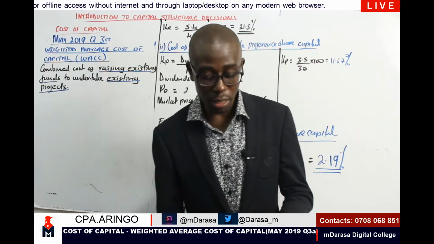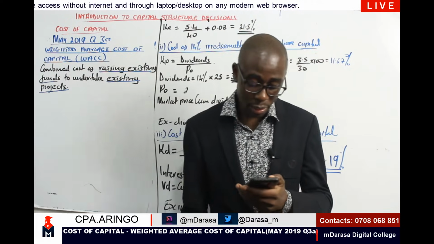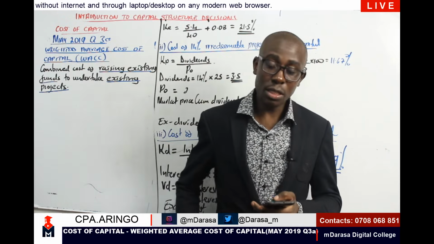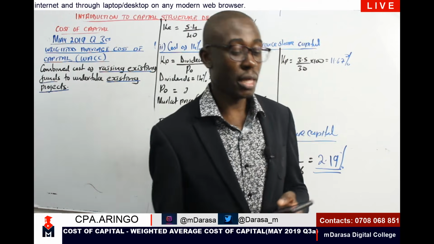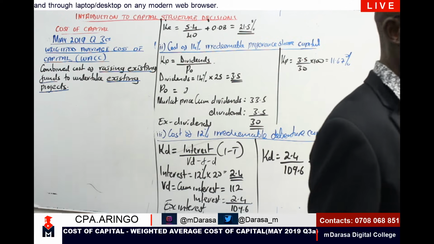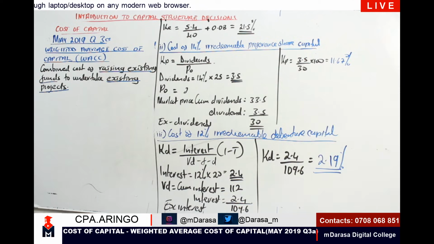Also, another key concept that you should always understand anytime you are dealing with WACC is that it is also called the overall or composite cost of capital.